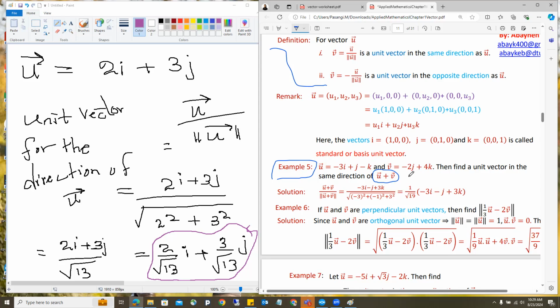So, the magnitude or the vector? 19 is the magnitude of this vector u plus vector v. Then what about the vector u plus vector v?